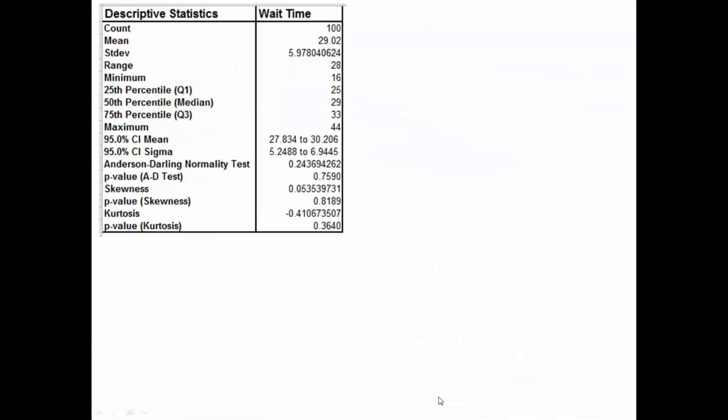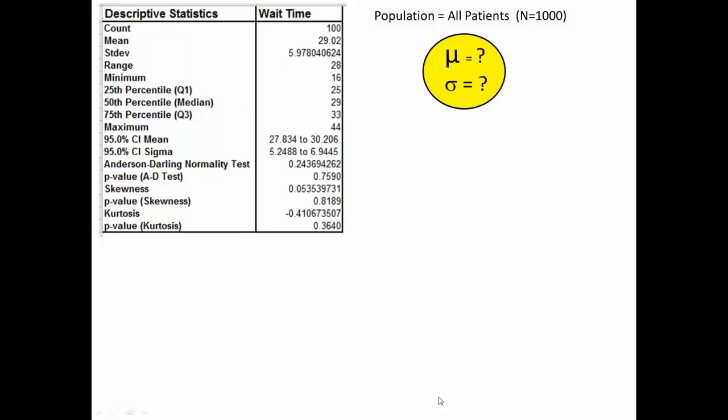Before we dive into these numbers, let's take a look conceptually at what we're really trying to do here. We'll make up a number. Let's assume that your practice has a total of 1,000 patients. That would be your population. And we don't know what the mean and the standard deviation, what mu and sigma, are of that population. The only way to know for certain would be to track down all 1,000 of those patients and study them. We don't have the time, money, or resources to do that.